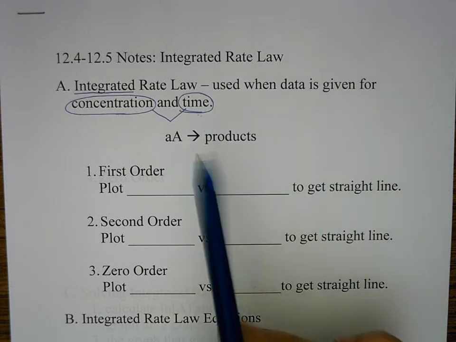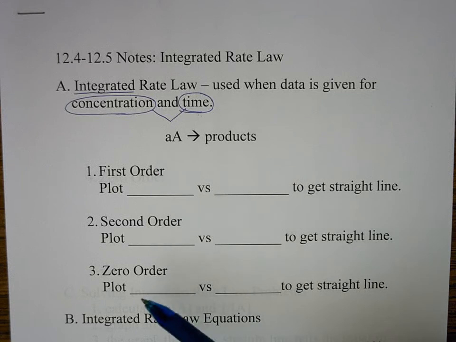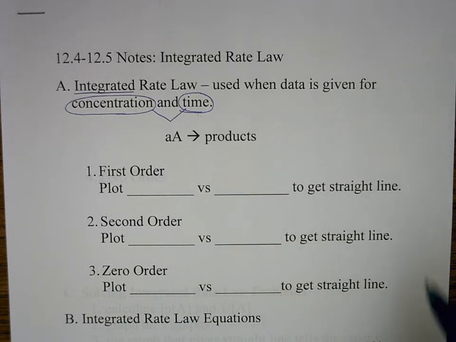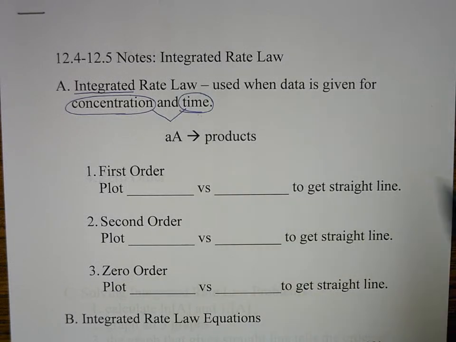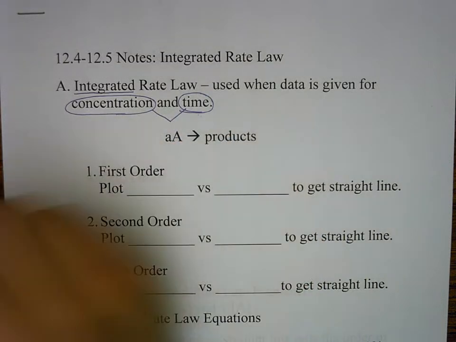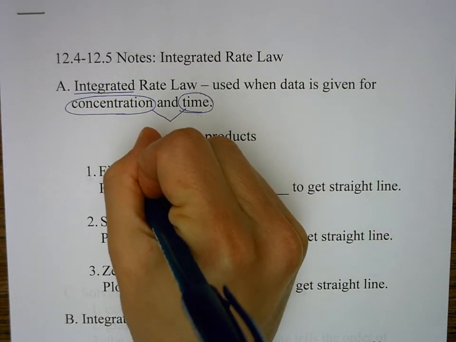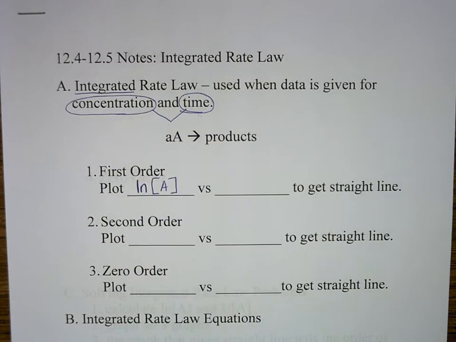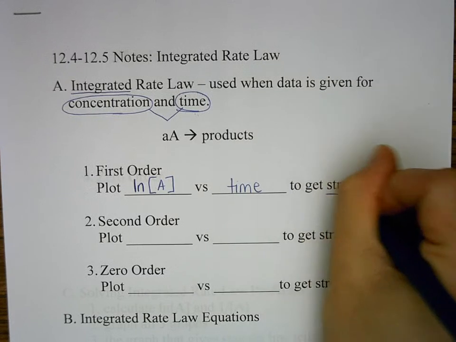And so the way that you figure out if it's a first order, second order, or zero order reaction is different than it was with the differential rate law. It all has to do with the graphs of different things. So for a first order reaction, if you plot the natural log of the concentration of A versus time, it will give you a straight line.